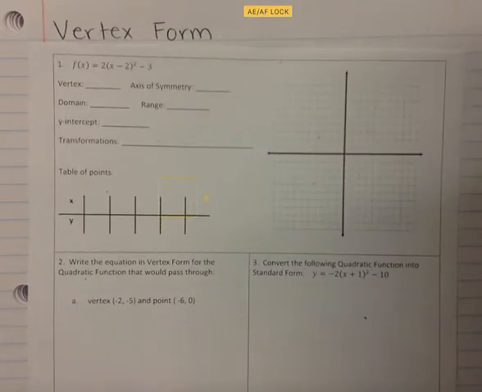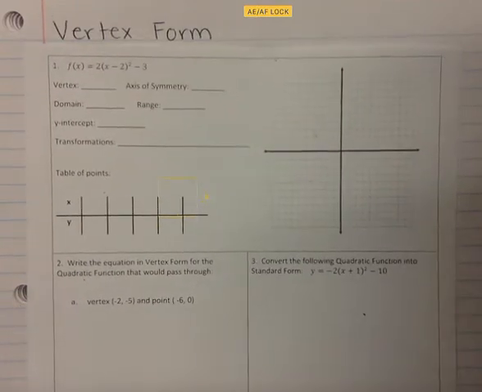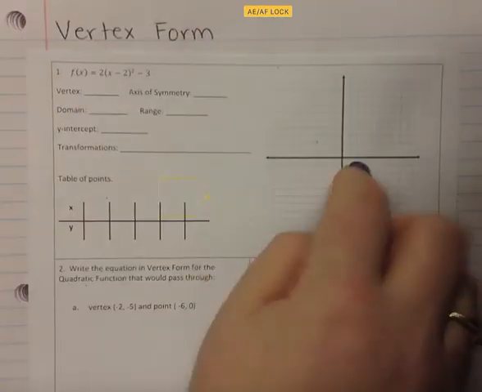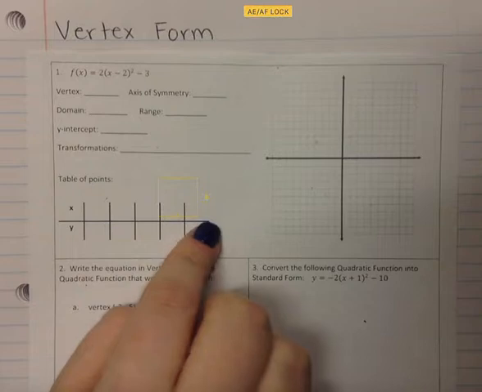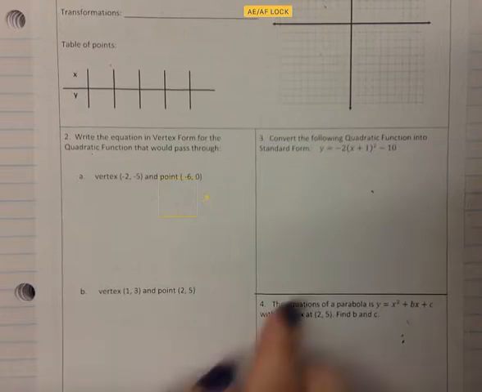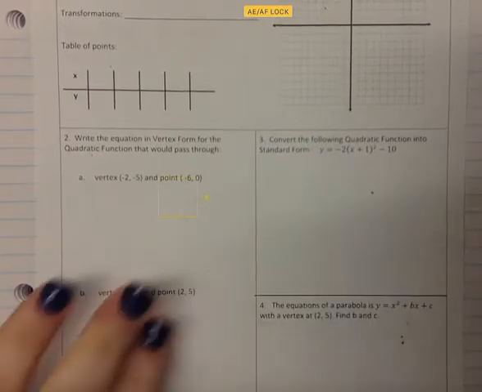This video is on vertex form. I'm going to do a couple of practice problems on here. This first one, we're going to find some information and we're going to graph it. Make sure you can actually graph them even if we don't know what the x-intercepts are. And then we're also going to be writing the equation in vertex form and being able to convert as well.